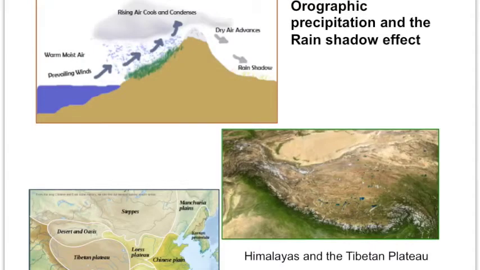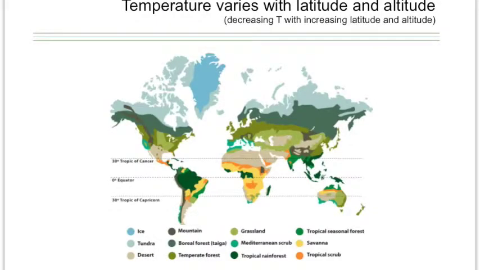In this lecture, we're going to talk about the major biomes all over the globe, and this map really shows those biomes themselves. We're going to talk about tundra biomes, boreal forests, temperate forests, Mediterranean, tropical rainforests, savannas, and grassland biomes.